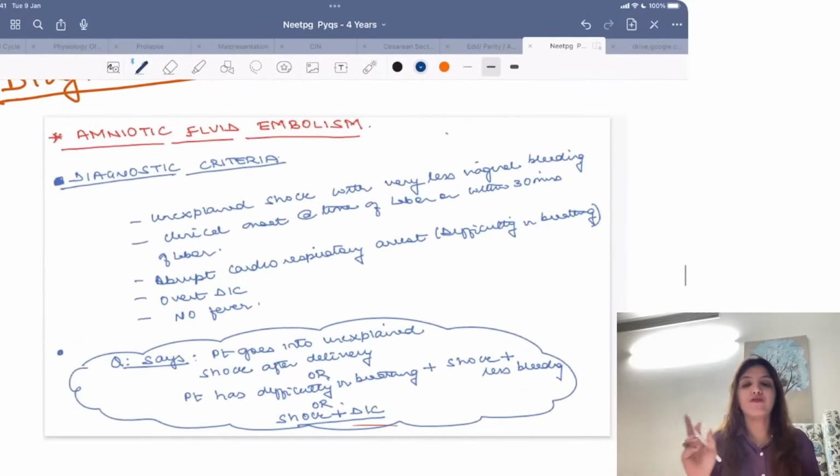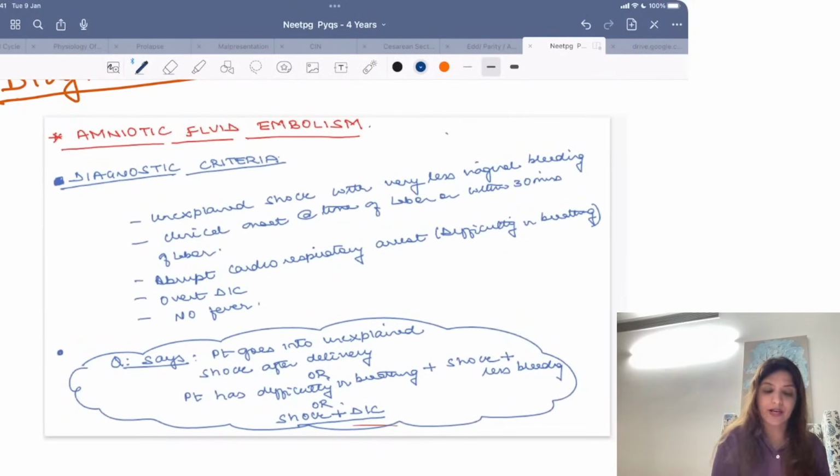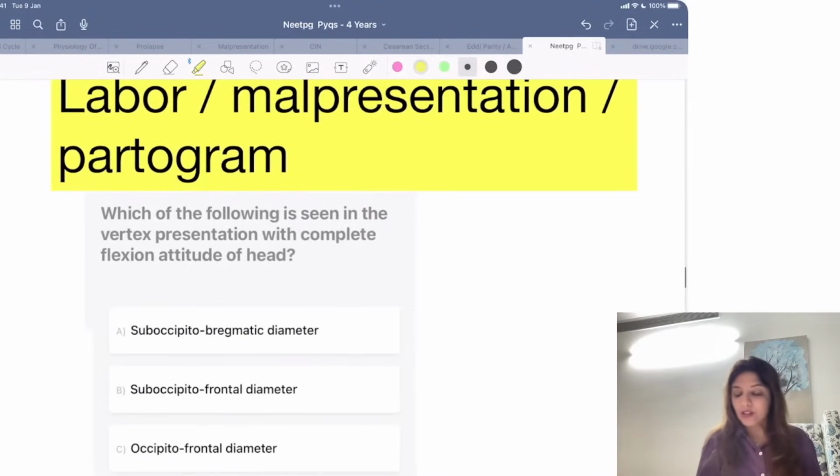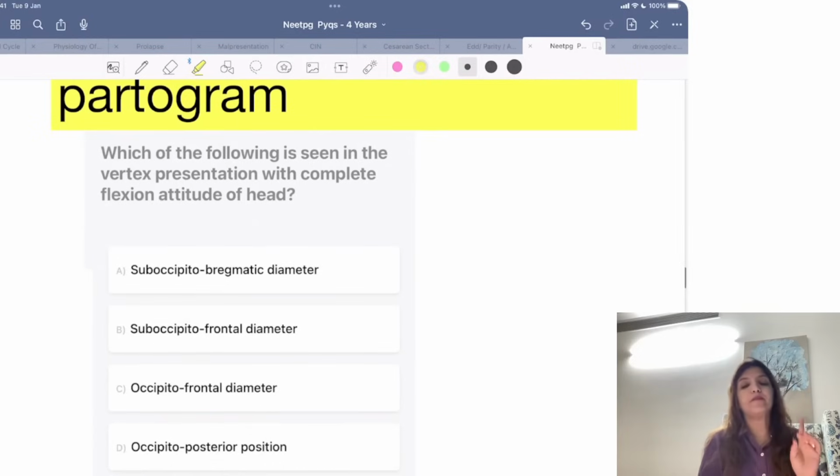In the PDF which I had shared with you yesterday, there are the diagnostic criteria for amniotic fluid embolism. I want all of you to go through it very carefully. This is one of the very hot topics these days: amniotic fluid embolism, uterine inversion and PPH. Then questions which have been asked on labor, malpresentation and partogram. In partogram, I want all of you to know about the labor care guide also.